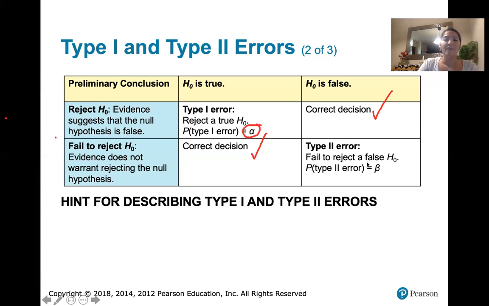Now, the other way that we could be wrong is that we could fail to reject a false hypothesis. So evidence might suggest that, well, we can't really say anything about the null. The null might be right or it might be wrong, but the evidence does not warrant rejecting the null. That might be the case. At the same time, the null is actually false. So we might need more evidence. That is a type 2 error that's associated with this probability beta.